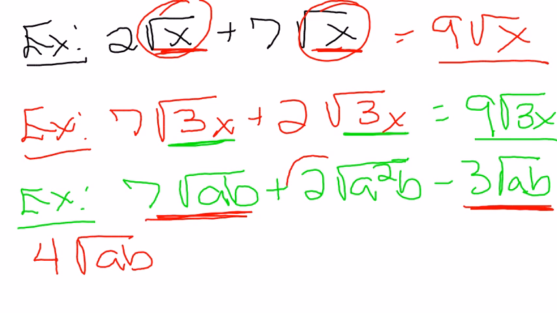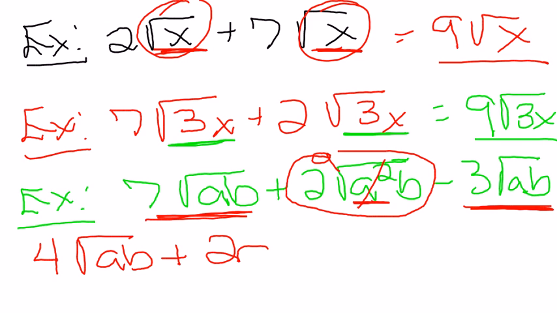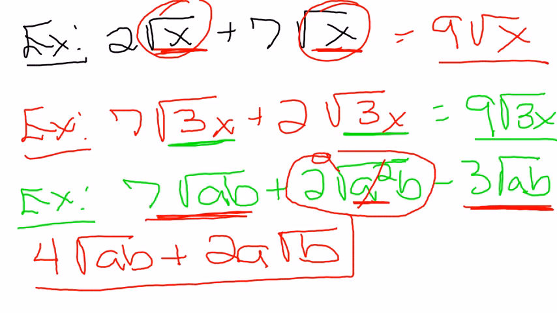Now this one, I can see that there's something here that I can simplify. The square root of a squared is a, which means it's going to get kicked out. So I'm going to have a 2a in the front. Square root of b. These are not like radicals, so I would go ahead and leave that alone, just as it is. And just one more example.